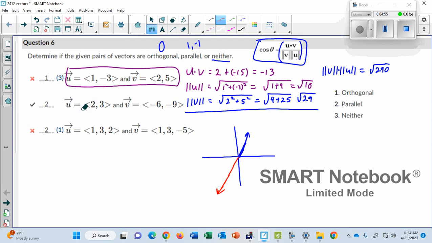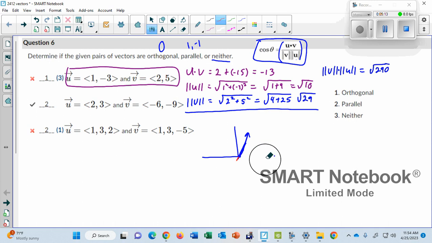But if you want me to go over that one, just let me know. But it's done the same way. You want to find the dot product of these, then find the magnitude of each one individually. And what you'll see is the numerator and denominator should be the same, and that makes them parallel.